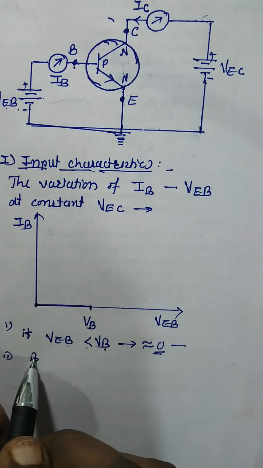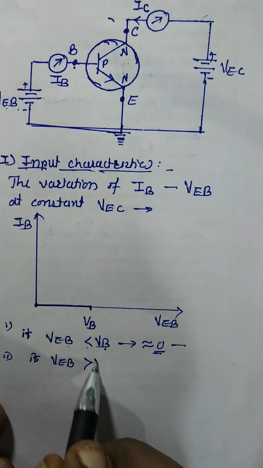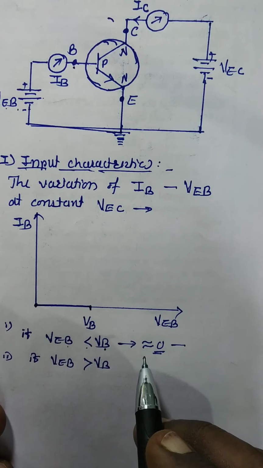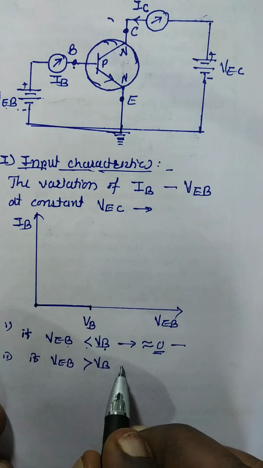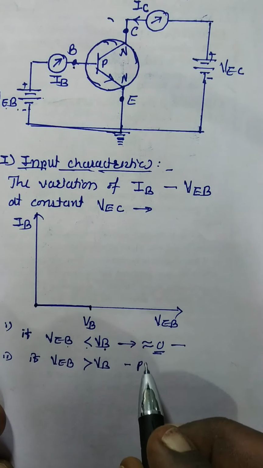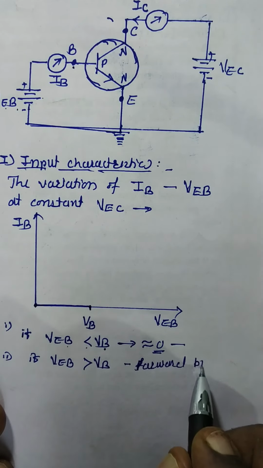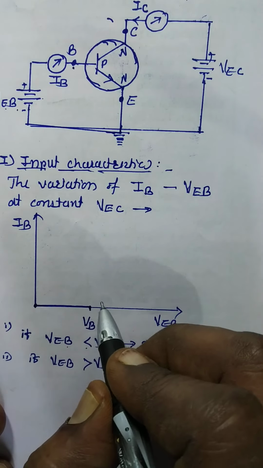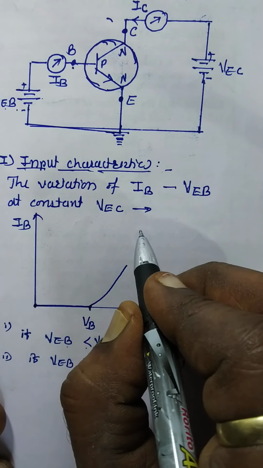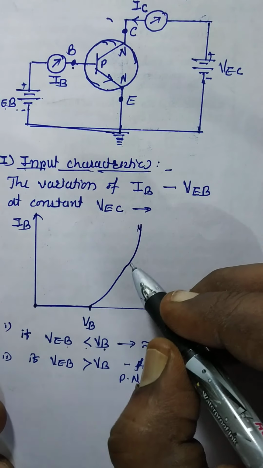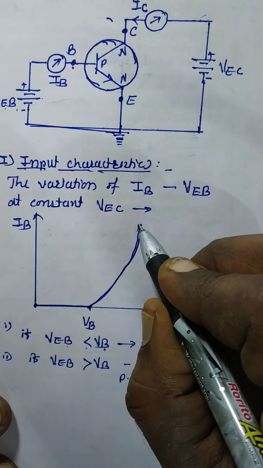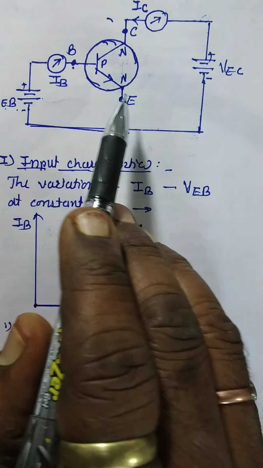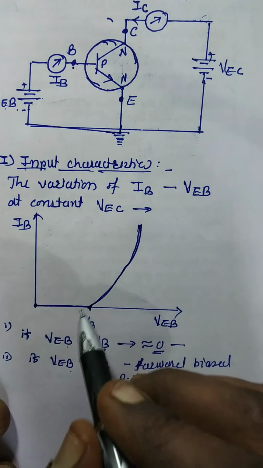Second, if the potential between emitter and base is greater than the barrier potential VB, then this junction acts as a forward biased PN junction, and therefore the base current increases like this. If the potential between emitter and base is greater than barrier potential, the junction acts as forward bias and current increases.